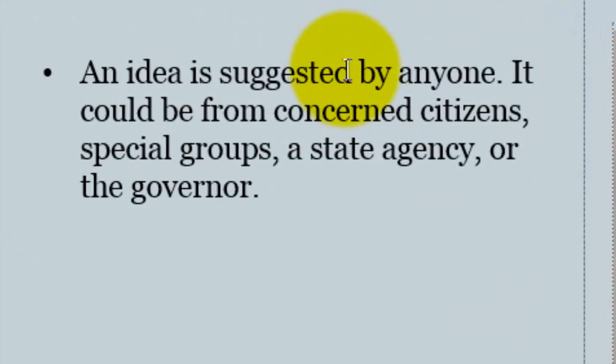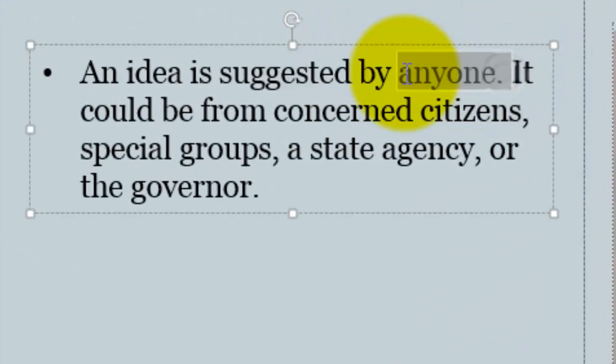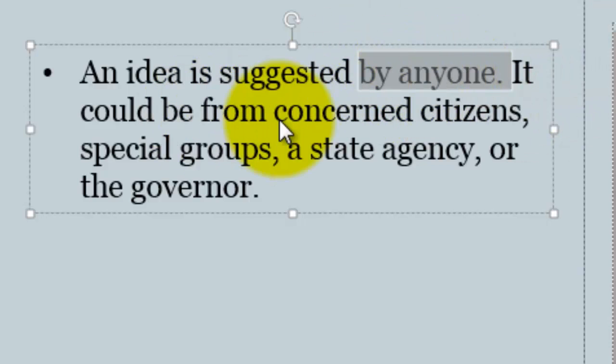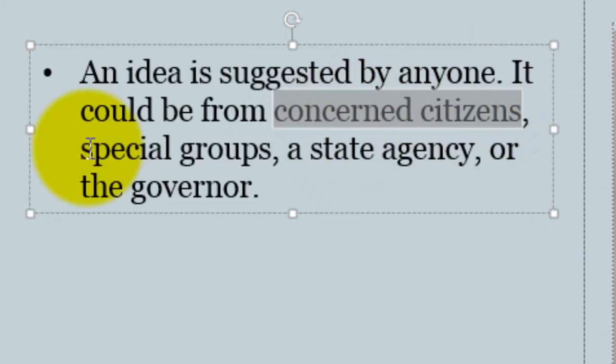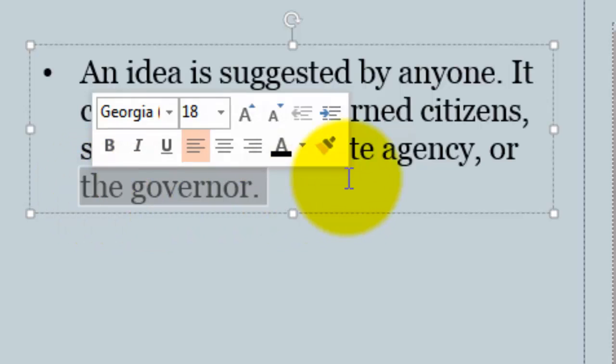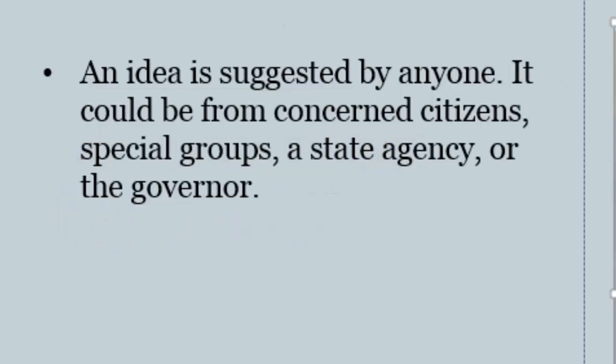Key point here is going to be "by anyone." That's the key, first important concept, the first important piece of information. It could be from concerned citizens. So those are the examples: concerned citizens, special groups, state agency, or the governor. So let's think about what are the things you want to convey to your audience, and what you want your students to learn here or pay attention to or think about. There's one important concept here and 4 examples here. So those are the things you want to emphasize here.